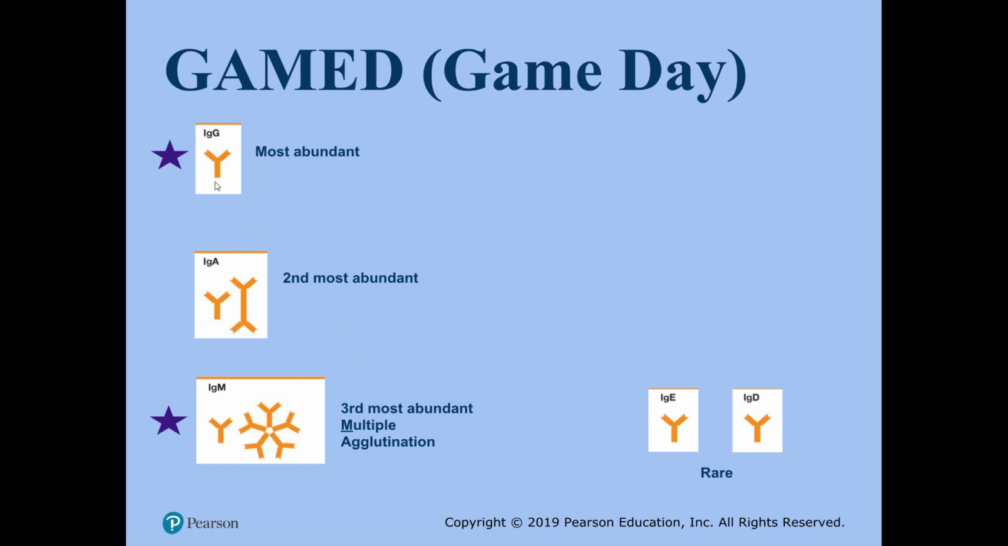IgG looks like it's just monomers, whereas IgM can either be monomers or multiple antibodies that form into a snowflake. I remember it that way because I think of the M in multiple. The IgM, see how they're shaped like this?